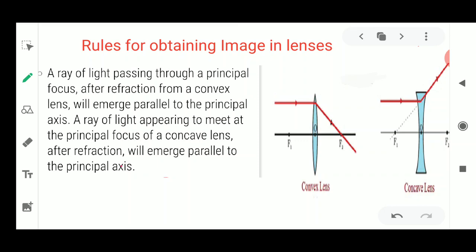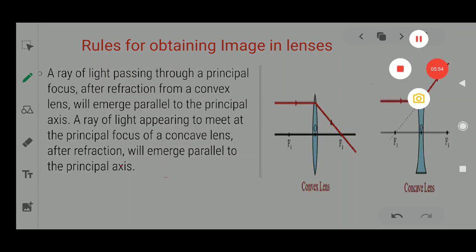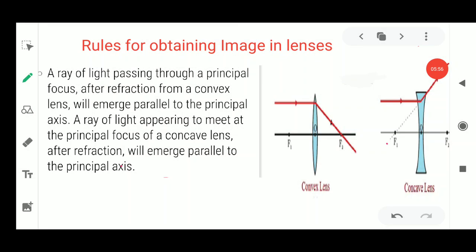Now here I am going to show you the diagrams of both lenses, the concave lens as well as the convex lens. In the convex lens the rule remains the same: a ray of light coming parallel to the principal axis passes through the focus after refraction, and a ray through the focus goes parallel to the principal axis.